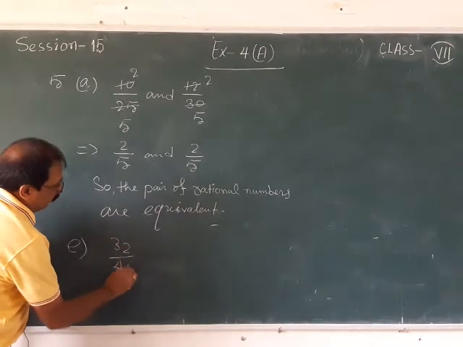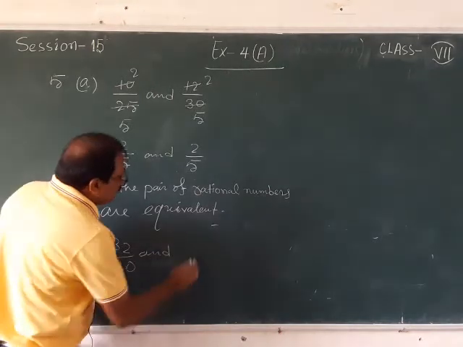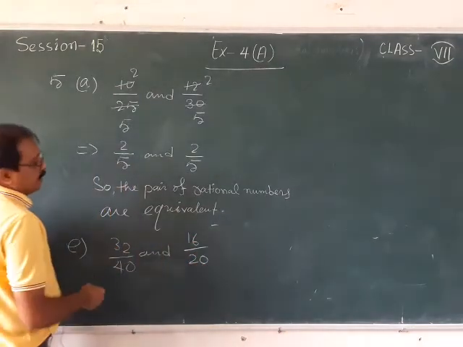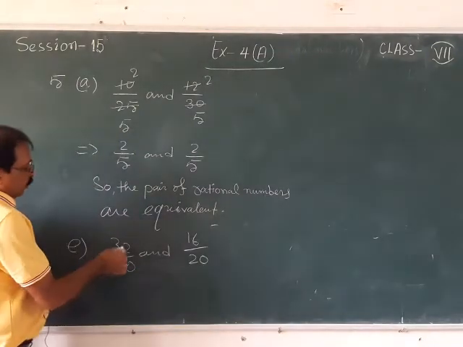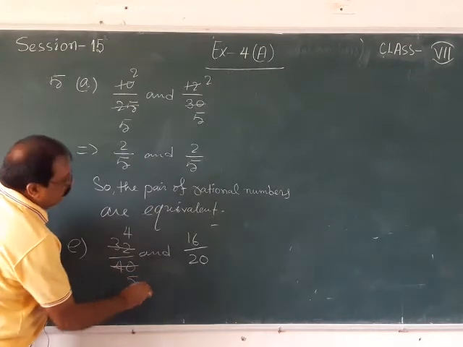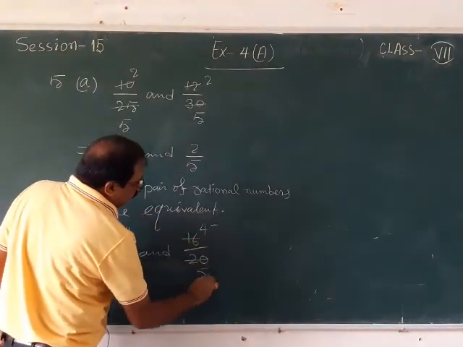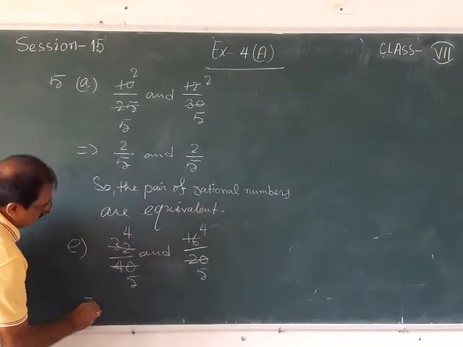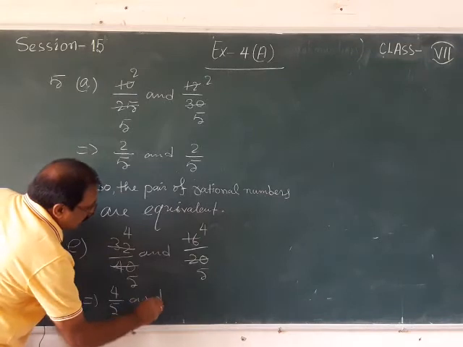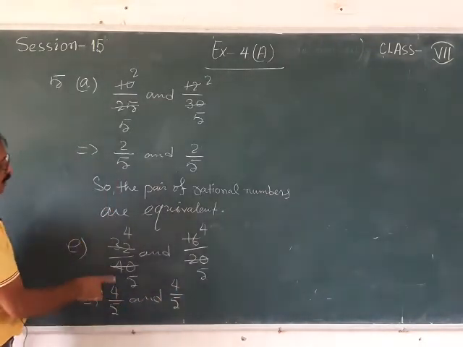32 upon 40 and 16 upon 20. Now what to do? I can just cancel the number. Here 8 fours are 32 and 8 fives are 40, and here 4 fours are 16 and 4 fives are 20. So ultimately what is coming over here? Here it is coming 4 by 5 and here again it is coming 4 by 5. So both are the same number.